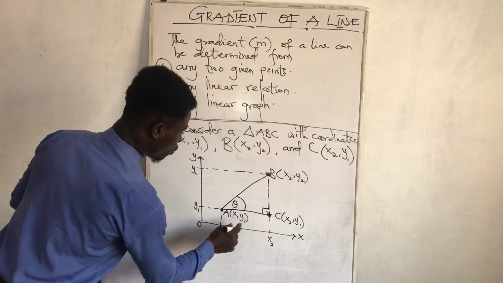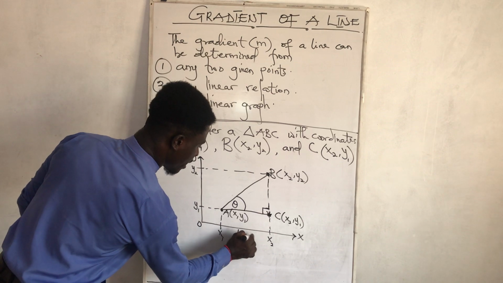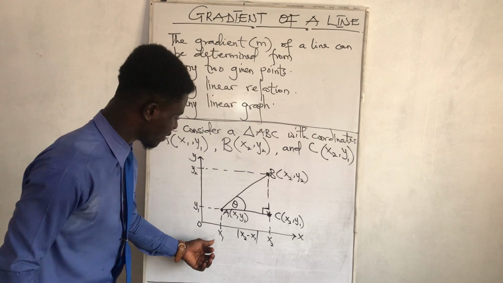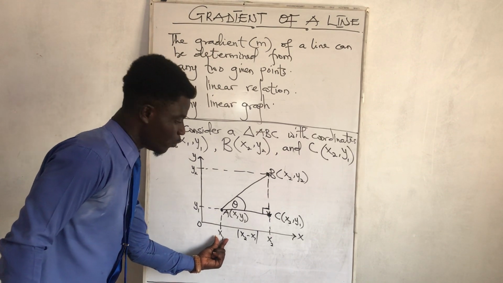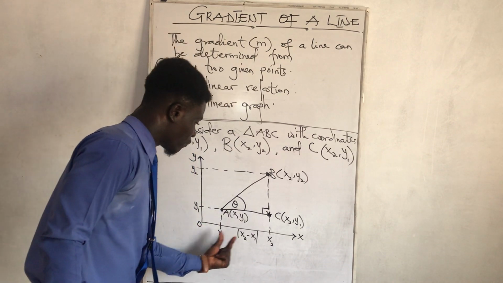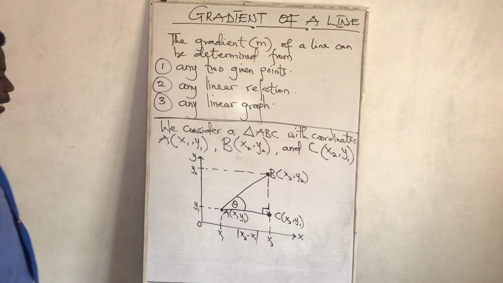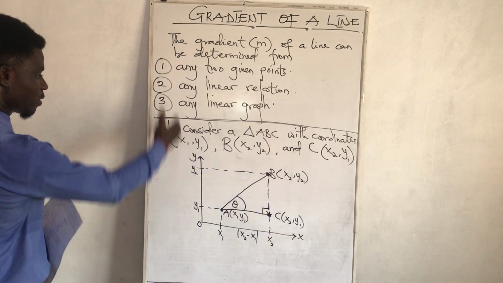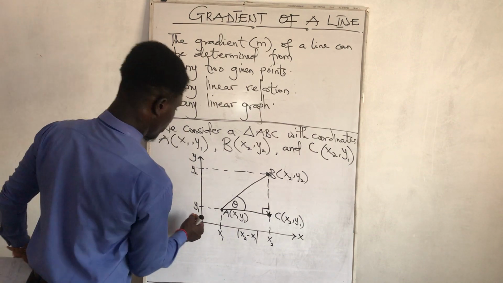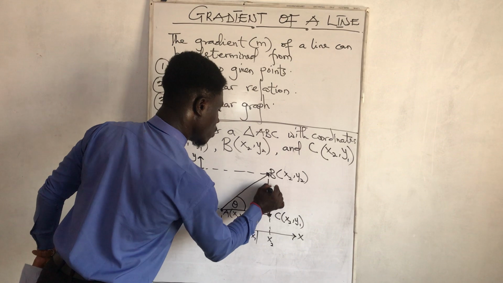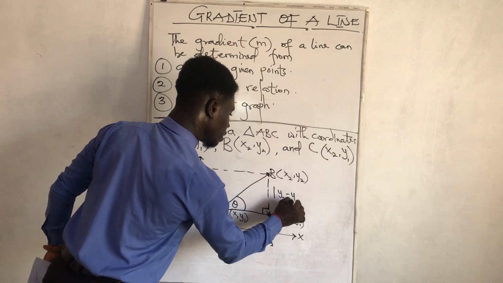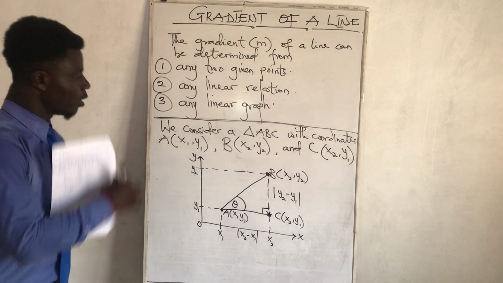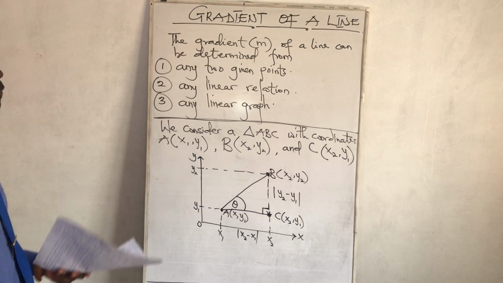So the distance will be x2 minus x1. Because in our last tutorial, we said that if you want to find the distance, we subtract the smaller value from the bigger value. So x1 from x2, which becomes x2 minus x1. Then on the y-axis, we subtract y1 from y2. So I have y2 minus y1, which is the distance. So now, we want to find the gradient. So how do we find the gradient?